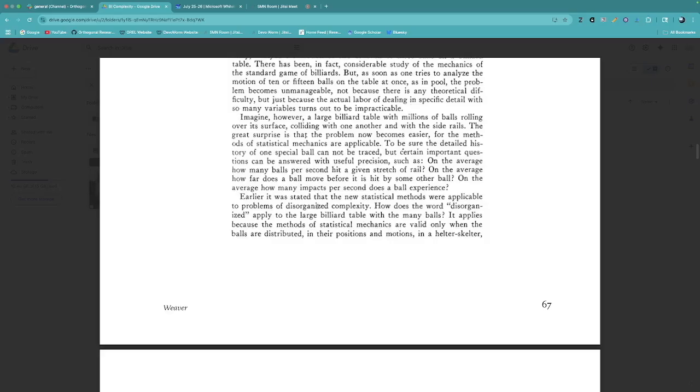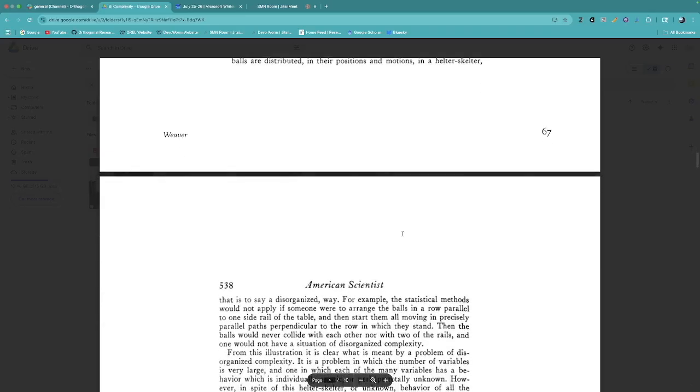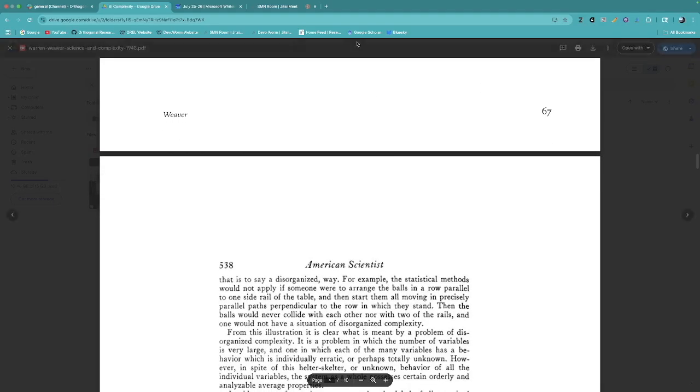Earlier it was stated that the new statistical methods were applicable to the problems of disorganized complexity. So how does the word disorganized apply to the large billiard table with the many balls? It applies because the methods of statistical mechanics are valid only when the balls are distributed in their positions and motions in a helter-skelter, that is to say, disorganized way.